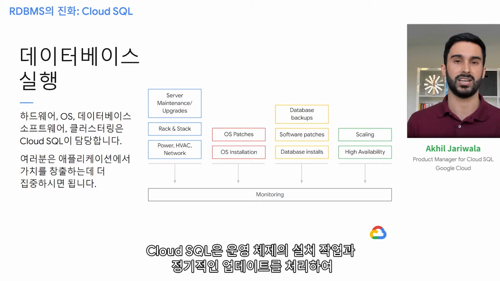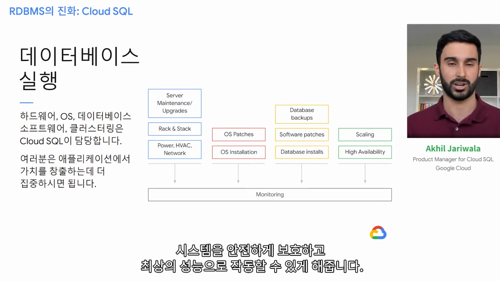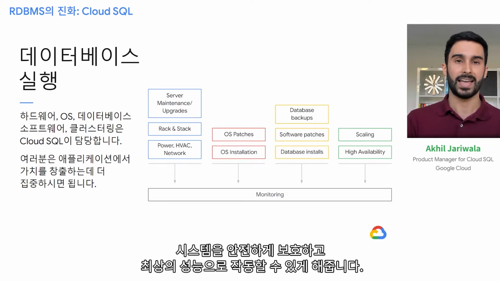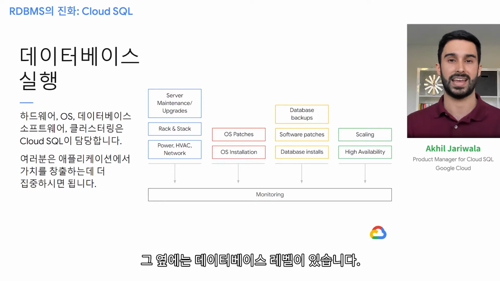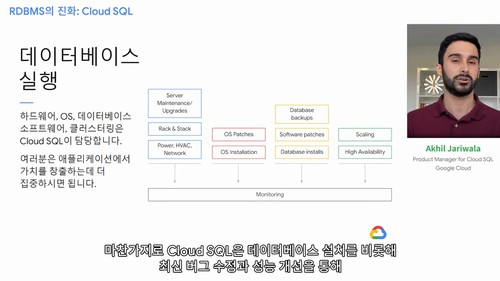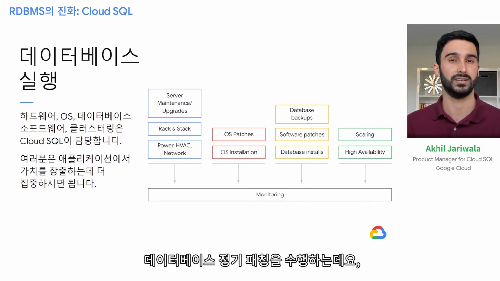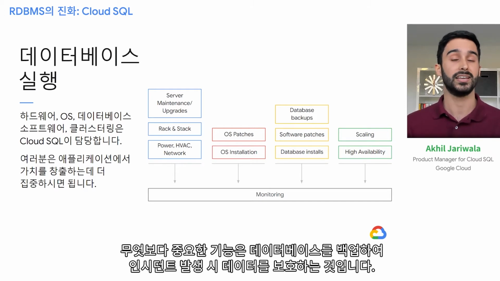Cloud SQL handles installing the operating system and updating it regularly to make sure that your systems are secure and functioning at peak performance. In the next column, we have the databases level. And similarly, Cloud SQL handles installing the database, patching the database regularly with the latest bug fixes and performance improvements, and importantly, taking backups of your database so that your data is protected in the event of an incident.